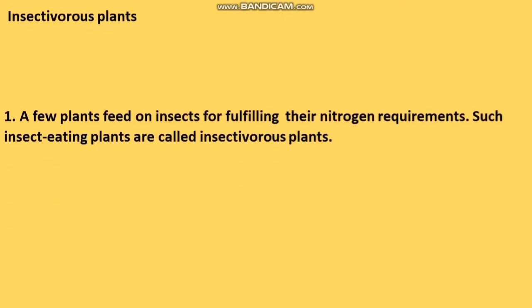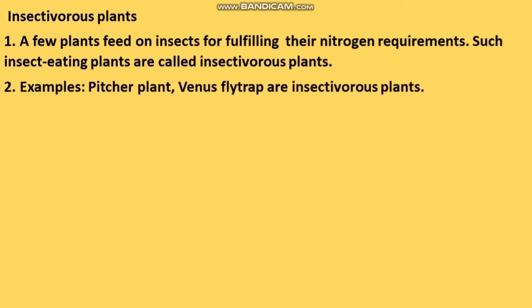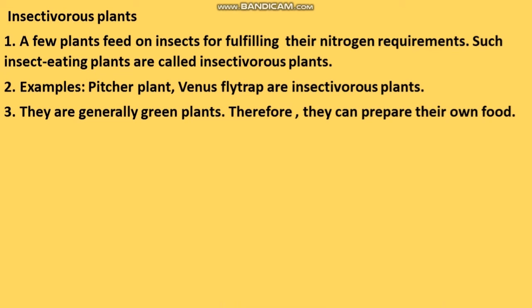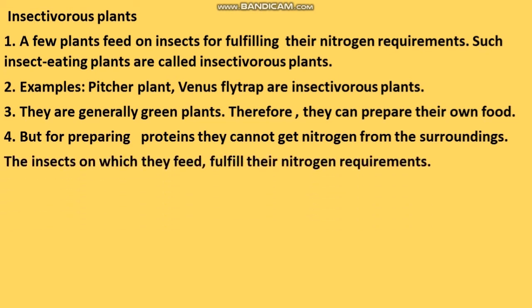Insectivorous plants. A few plants feed on insects for fulfilling their nitrogen requirements. Such insect-eating plants are called insectivorous plants. Examples: pitcher plant, Venus flytrap are insectivorous plants. They are generally green plants, therefore they can prepare their own food. But for preparing proteins, they cannot get nitrogen from the surroundings. The insects on which they feed fulfill their nitrogen requirements.